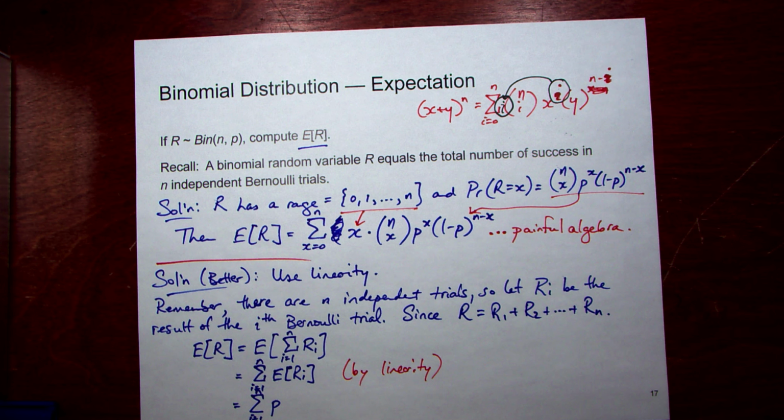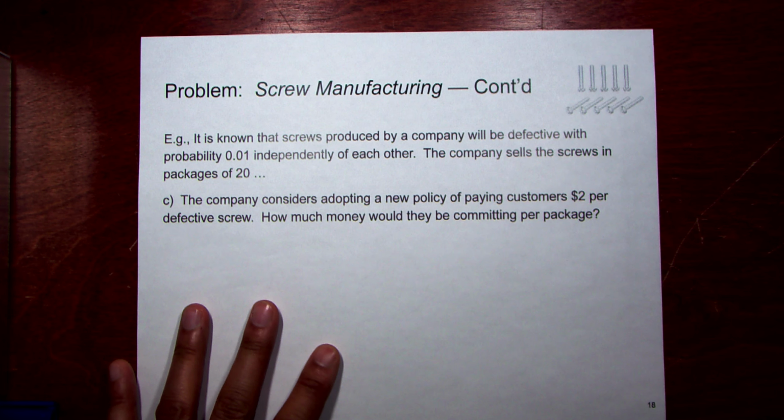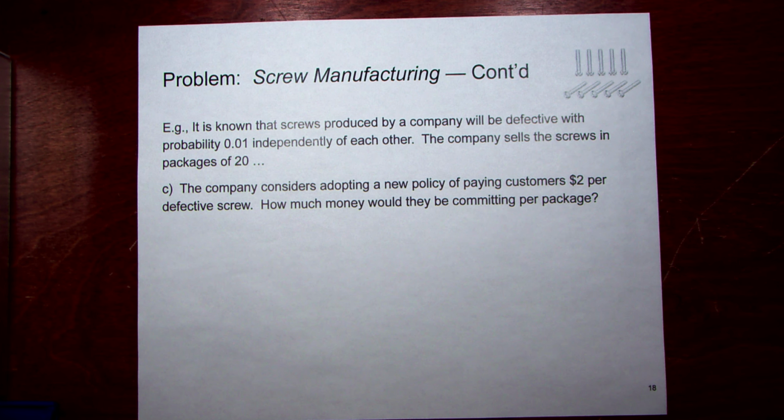Is it example time? Okay, so we're bringing back the screw example, but we're putting a little bit of a twist on it. Just to remind you what's going on: the screws produced by a company are defective at a rate of 1%, independently. The company sells screws in packages of 20. And they now are proposing a policy where every defective screw will get not just the money back, but the company will pay whoever it is $2 per screw. So how much money are they expected to put out for this?